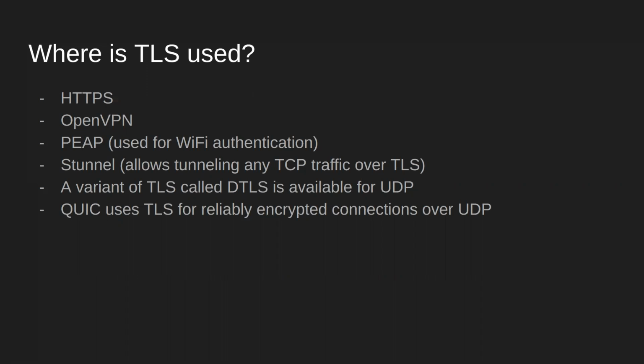There's a variant of TLS called DTLS for UDP. TLS itself won't run over UDP because it requires reliability, and messages have to be ordered. And then QUIC also uses an implementation of TLS for connections over UDP.